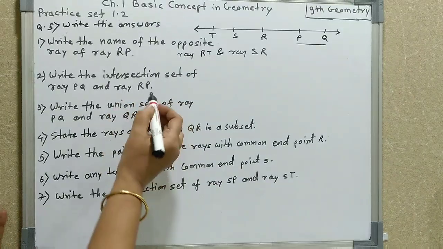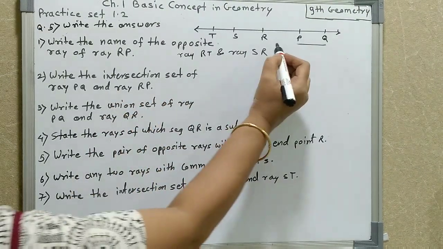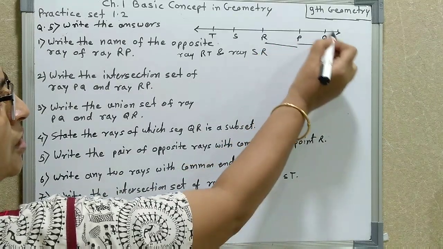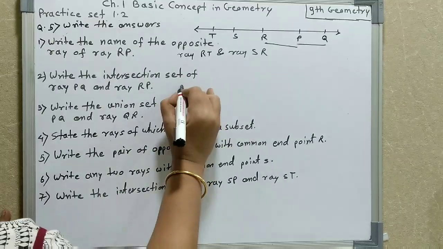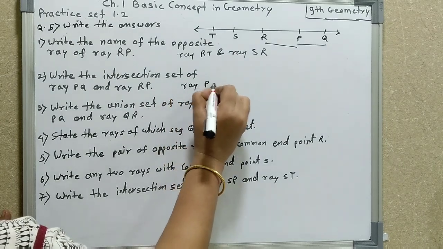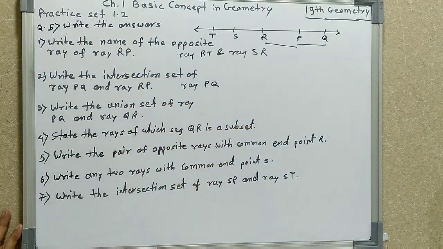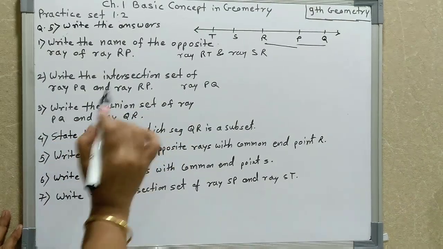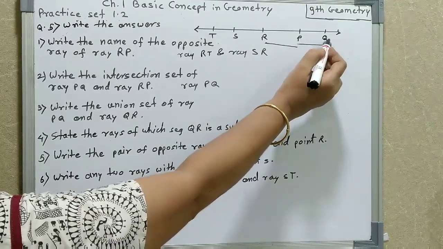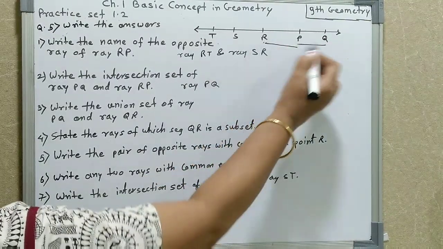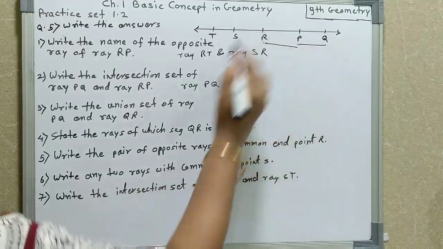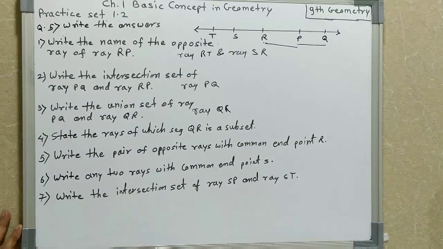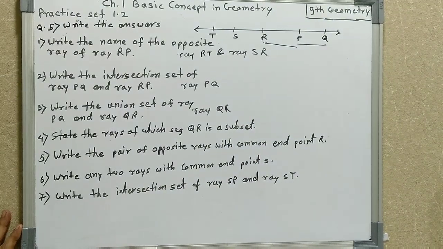Ray PQ and ray RP. This is the ray RP. So this ray RP extends. So what is common? So the common ray becomes ray PQ. So here the answer is ray PQ. Now see the third question. Write the union set of ray PQ and ray QR. PQ and QR. What is the union set? Both of these are included. So what is the answer? Ray QR is the union set of PQ and QR.